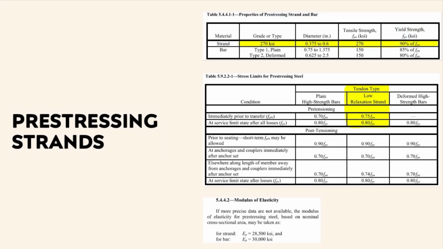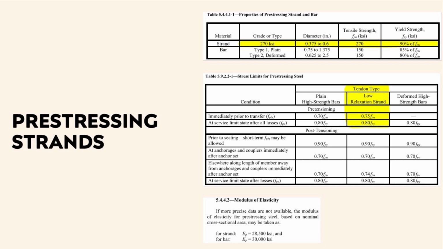The pre-stressed strands will consist of 1/2 inch diameter strands made with 7 wires and are low relaxation. With this specification of strand, the area of one strand will be 0.153 inches squared. Table 5.4.4.1-1 shows the properties of the pre-stressing strand, which will give us a tensile strength of 270 ksi and a yield strength of 90% of the tensile strength, resulting in a yield strength of 243 ksi.